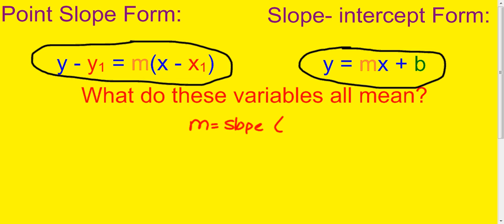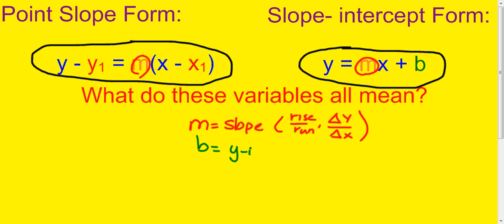Both of these equations, m is slope. And remember that slope is rise over run, vertical change over horizontal change, or change in y over change in x. I can't even remember all the other things you called it, but that would be one. M is the slope. And that happens here, and that happens here. I want you to notice, b is the y-intercept. It's where it crosses the y-axis.